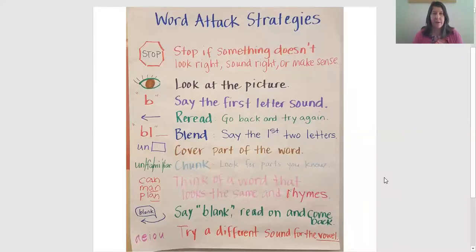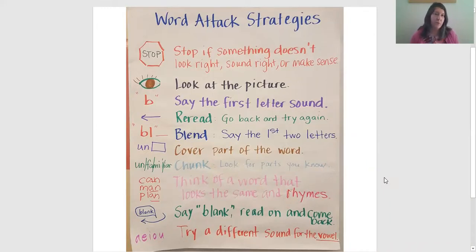All right, here is my poster for word attack strategies, and I'm going to read these out loud. Feel free to read them along to yourself as I read them to you. Now, the first strategy is to stop when something doesn't sound right to you or look right or make sense. So you want to ask yourself, when you come to a word that's kind of tricky, does this look right? Does this sound right? Does this make sense? And then try some of these different strategies to help you.